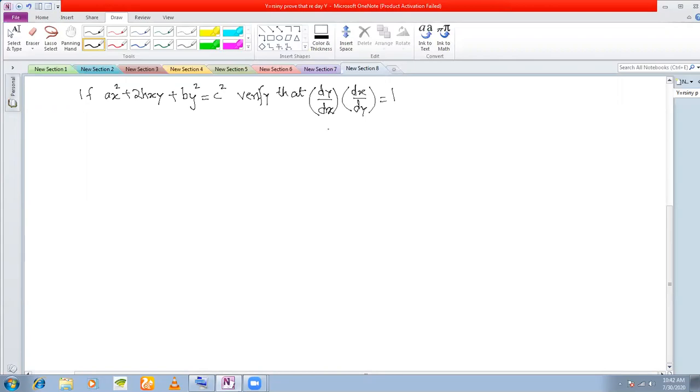Okay. So there are two ways. First you have to find dy/dx and the other you have to find dx/dy. Now you might ask, what is dx/dy? Differentiation of y with respect to x is dy/dx. Differentiation of x with respect to y is dx/dy. So first we find dy/dx. Differentiating both sides with respect to x.